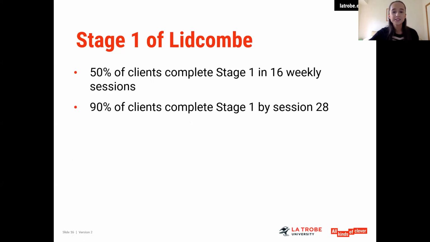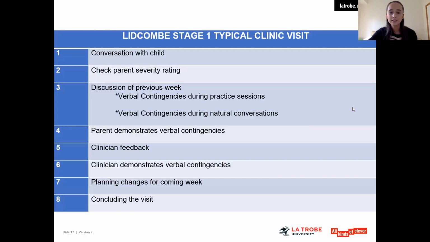Yeah, so here are some figures about how long it typically takes to complete stage one of the program. 50% of clients complete stage one in 16 weekly sessions, and 90% of clients complete stage one by session 28. Yeah, so this is a diagram which demonstrates how stage one sessions typically run.